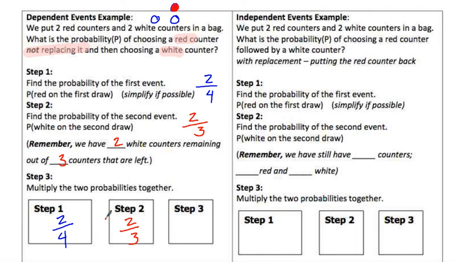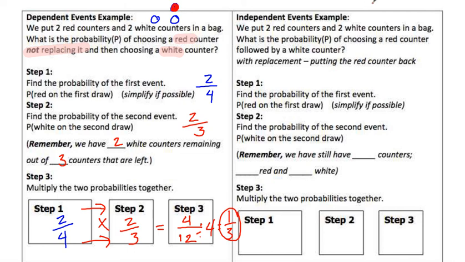When you solve probability, you multiply across the top, across the bottom. 2 times 2 is 4. 4 times 3 is 12. And then you can simplify by 4 and you're left with a 1/3 probability for that problem. So that's how you would solve it with dependent probability.